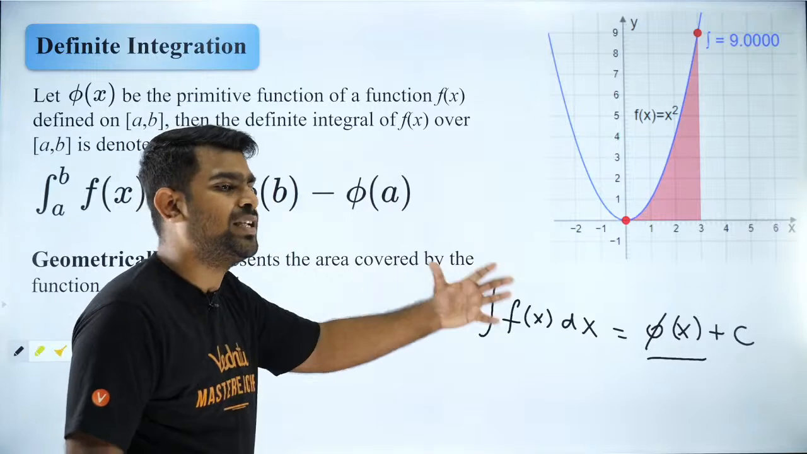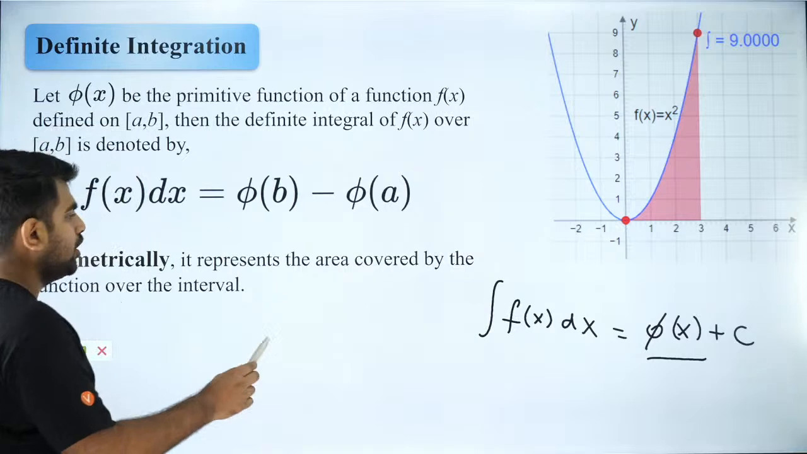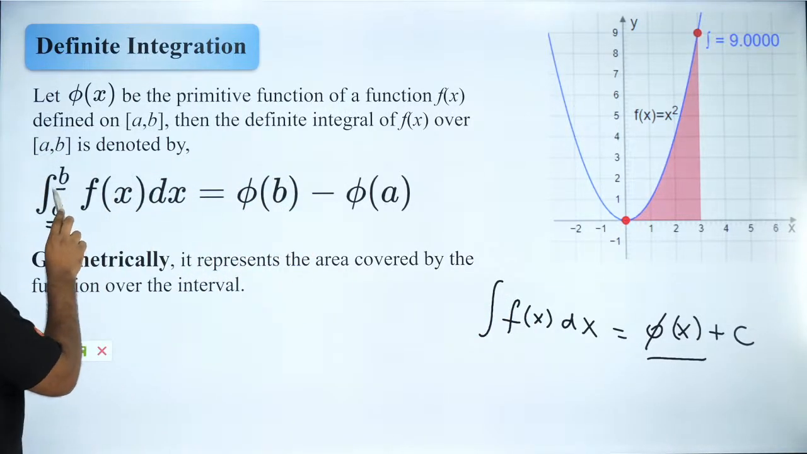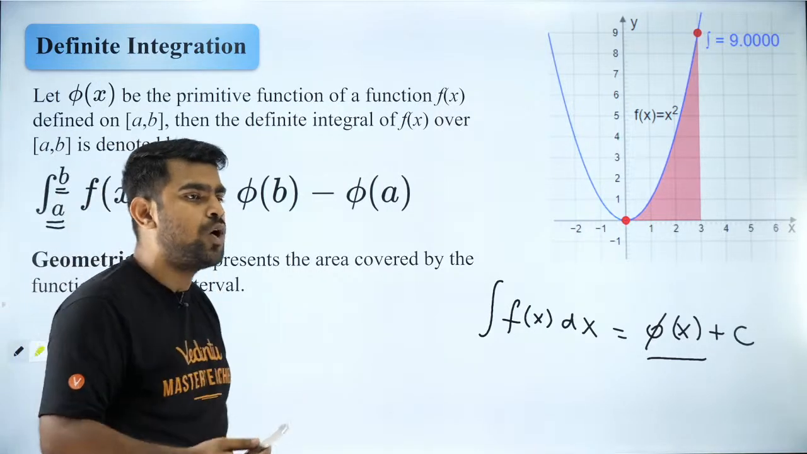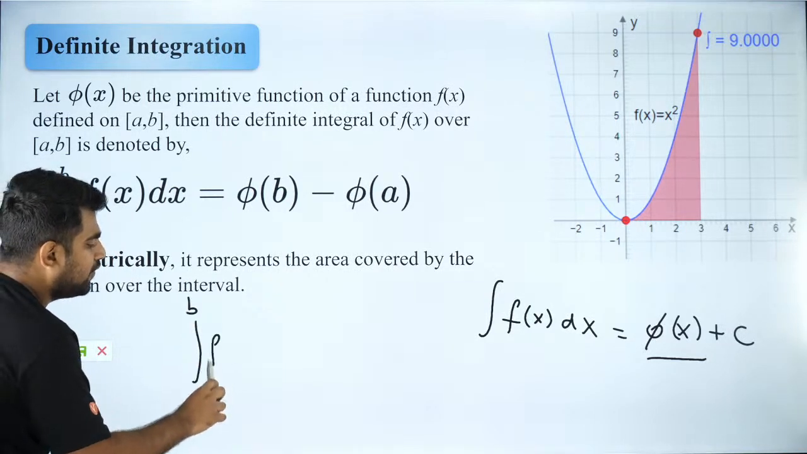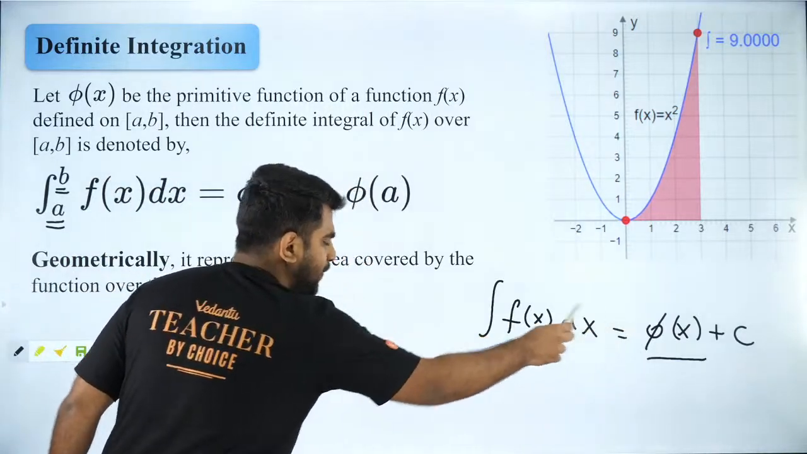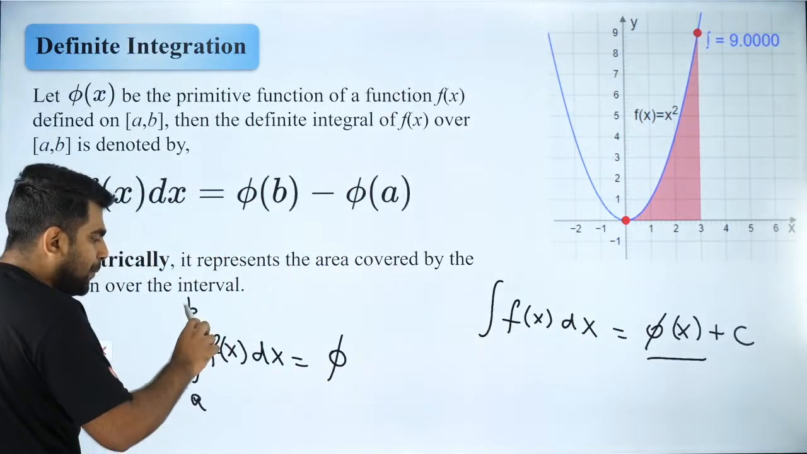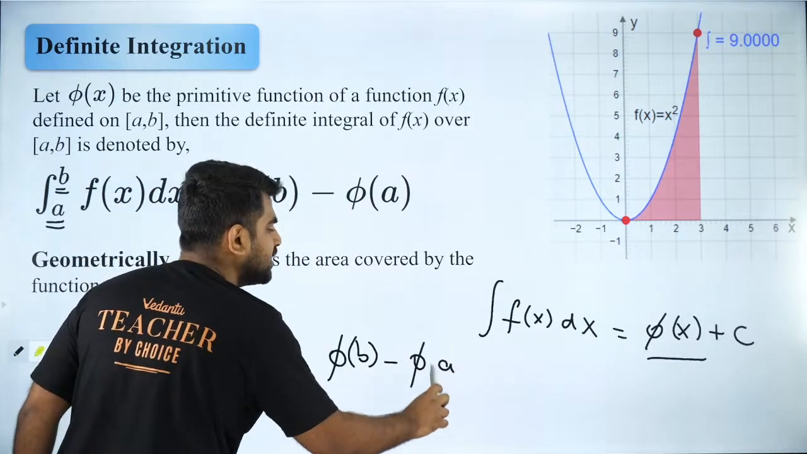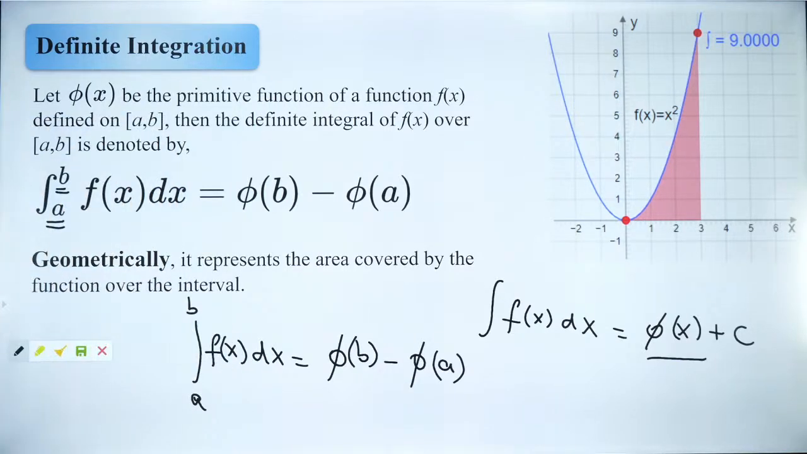Now I'm going to take it one step higher. What is definite integration? Definite integration means on top of this integral, you will have limits also present. So when you have integral a to b f of x dx, we know the integral of f of x is phi of x, so it will be phi of upper limit minus phi of lower limit. That is the fundamental theorem of calculus.